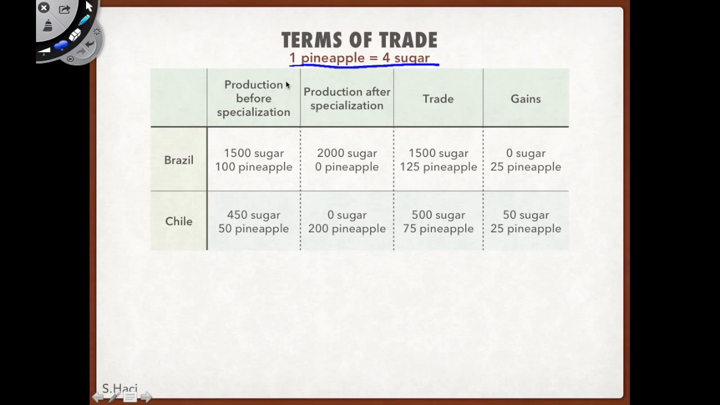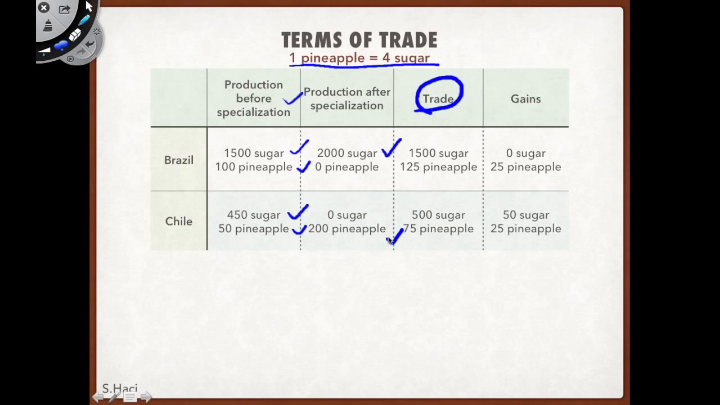And so we compare the production before specialization. We had 1,500 sugar from Brazil, and 450 from Chile, 100 pineapples from Brazil, and 50 pineapples from Chile. After the specialization, Brazil produces 2,000 units of sugar, Chile 200 pineapple. Now we have to exchange. Trade needs to take place.